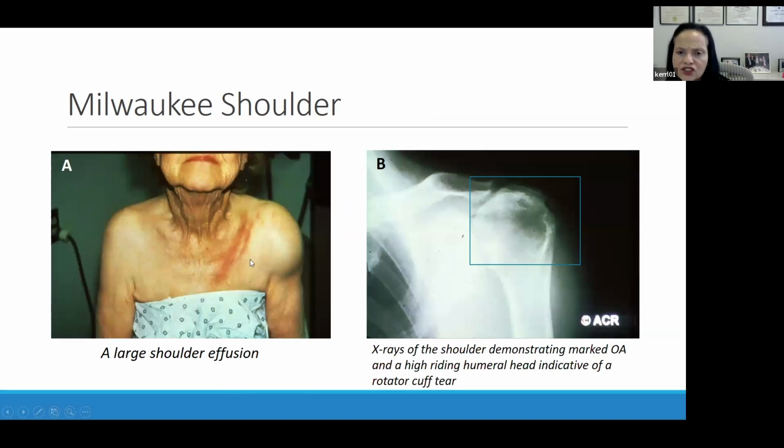And here it is in the flesh. You see this poor lady with this huge effusion of the shoulder, which is incredibly painful. If you look at her x-ray, she's got marked narrowing, bone on bone, in the glenohumeral joint. Furthermore, you see that the humeral head is superiorly migrated, indicating that the structure that stabilizes the humeral head in the glenoid, namely the rotator cuff, has been torn. So you've got a rotator cuff tear superimposed on severe glenohumeral OA, leading to Milwaukee shoulder.